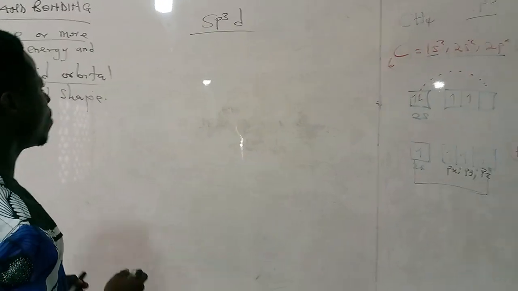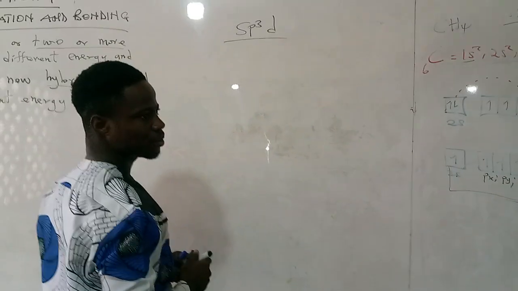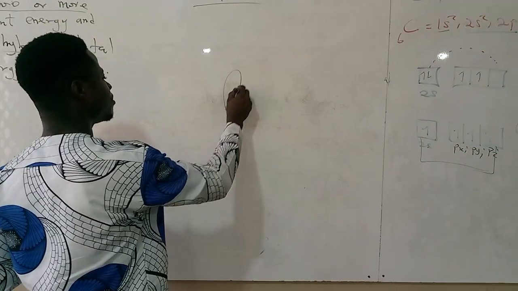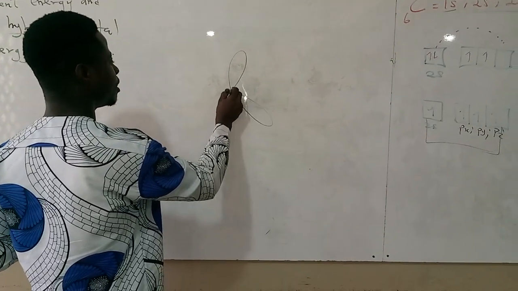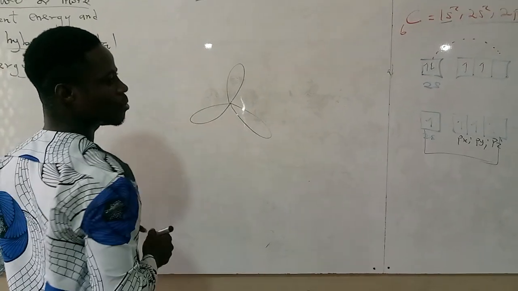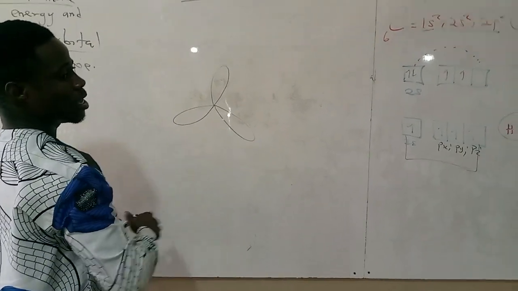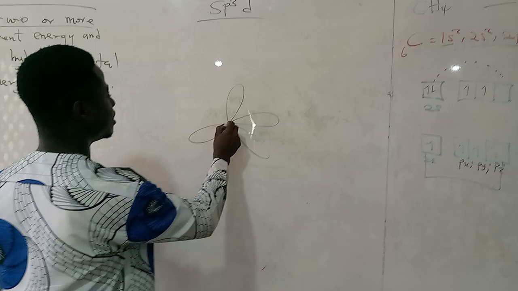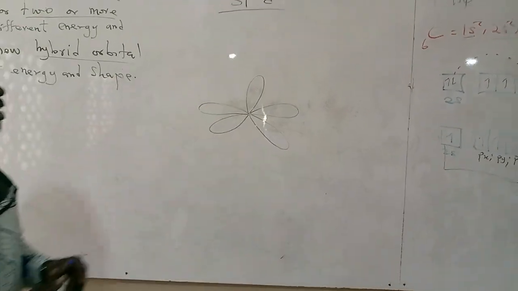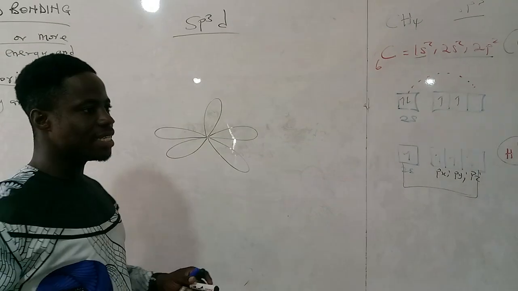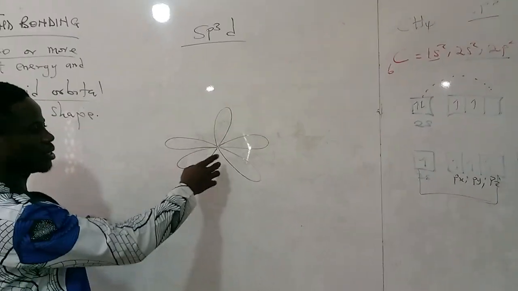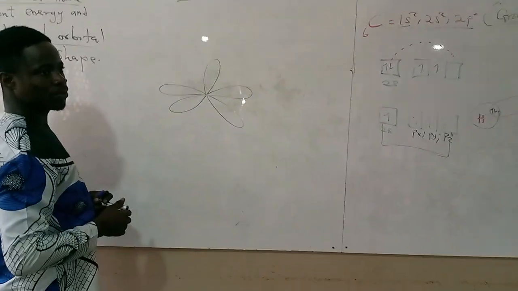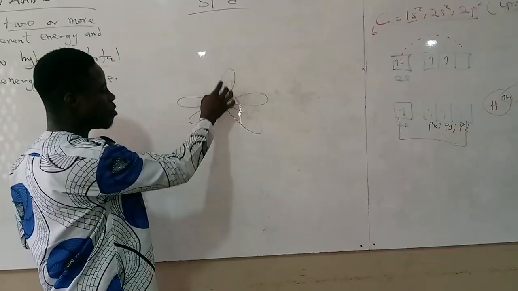But the question is, how are these 5 hybrid orbitals formed? This is how it is formed. Let's assume I have my central atom. First of all, it will form something like a triangle. When this is formed at the equatorial level, there are 2 others formed like this. So this is how the 5 hybrid orbitals are formed. You can see it forms something like a pyramid, with 2 of these forming the pyramid like this.